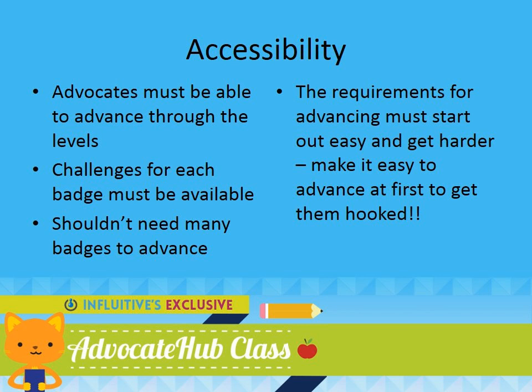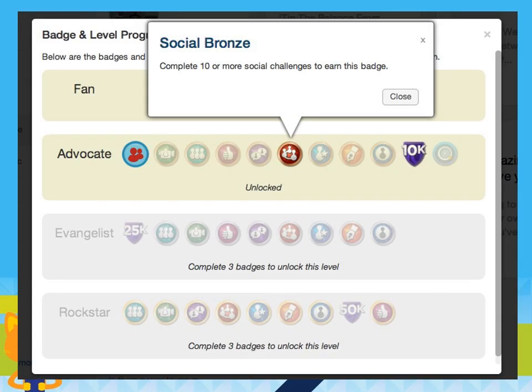The other thing is you don't want to require people to need too many badges to advance. Let me flip to the next slide so we can see what this looks like. When an advocate is in the AdvocateHub, the badges they can see are only the badges that are attached to a level. So it'll say, for example, for Evangelist here, complete 3 badges to unlock this level. What we see a lot of the time is great variety of badges within the level, but it'll say something like complete 8 badges to unlock this level. The problem with that is it doesn't give your advocates choice in the path to the destination.